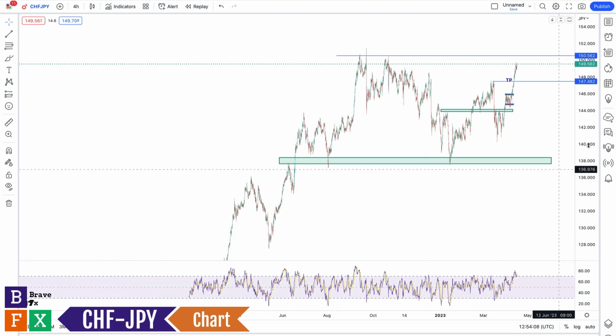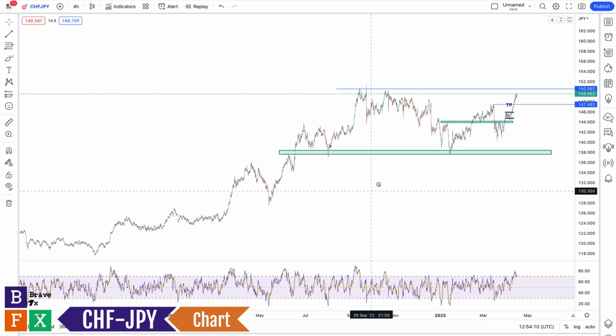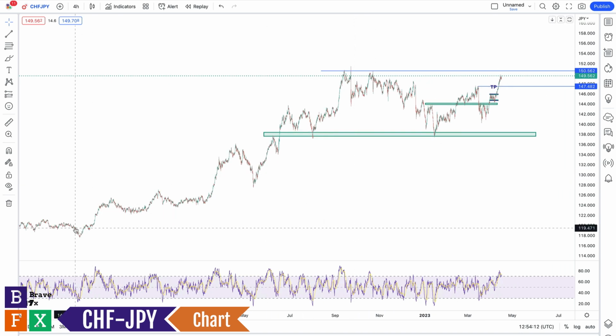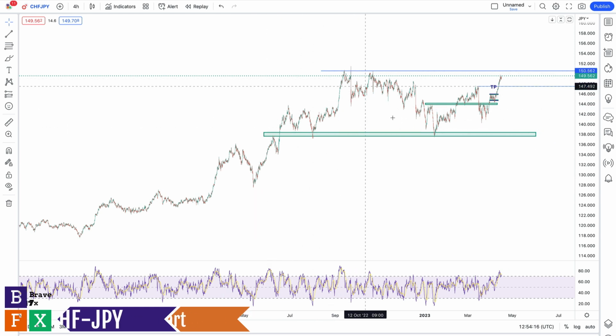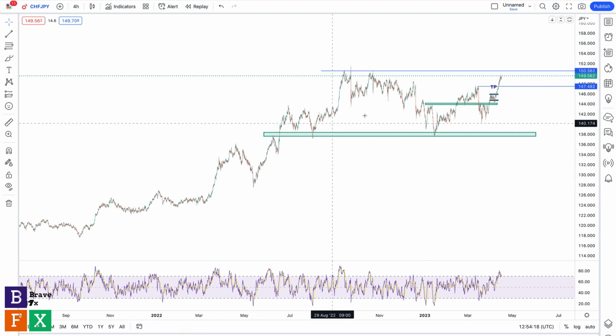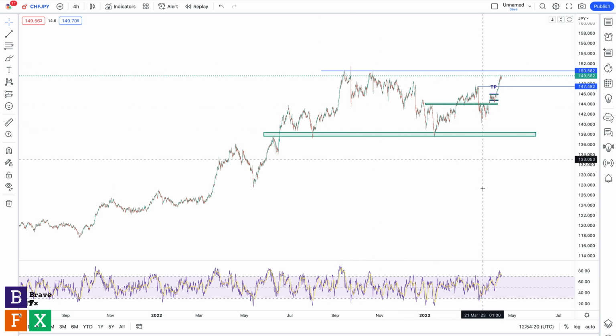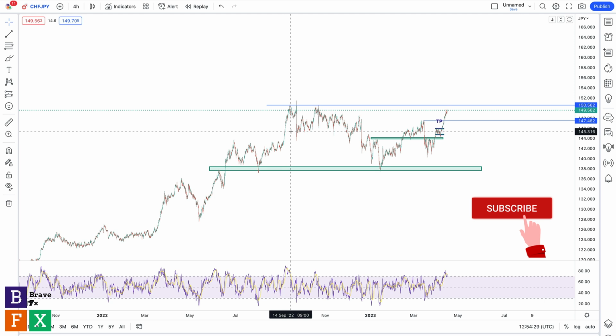CHF-JPY is still in a bullish trend, like we talked about last week or last 2 weeks as the case may be. We have price making a series of higher highs and higher lows, and we had a very massive consolidation around these price levels, and it seems the trend is about to resume its bullish momentum. So something I'll be watching out for is this. These are our current highs.